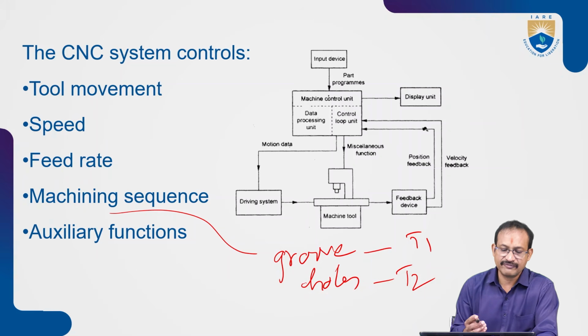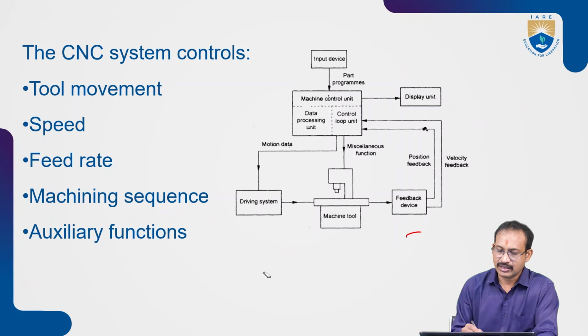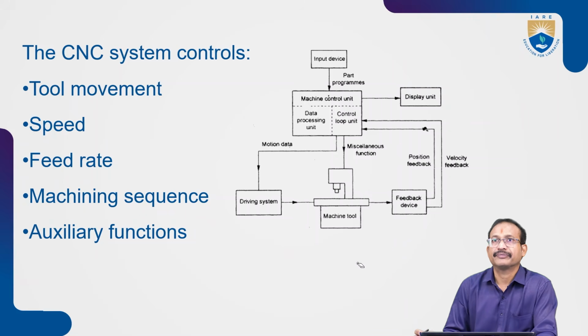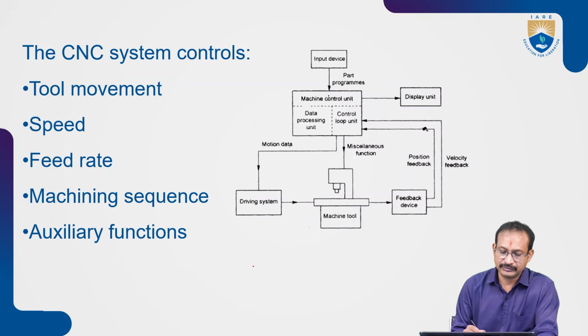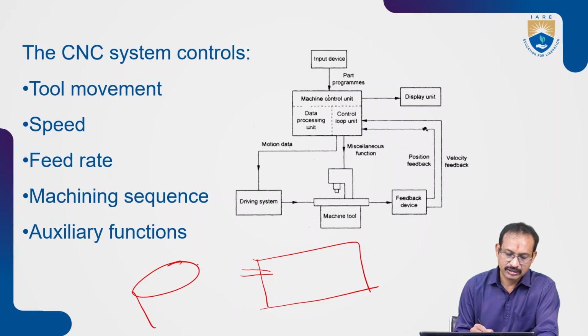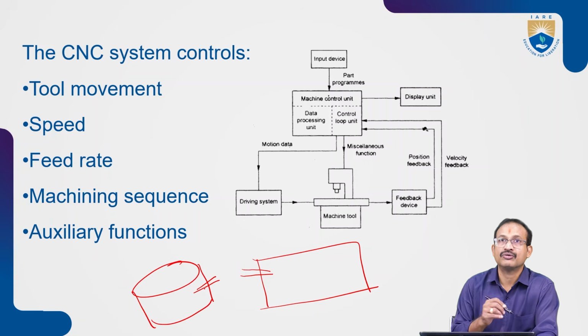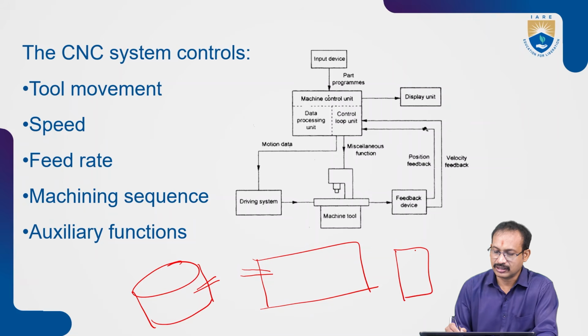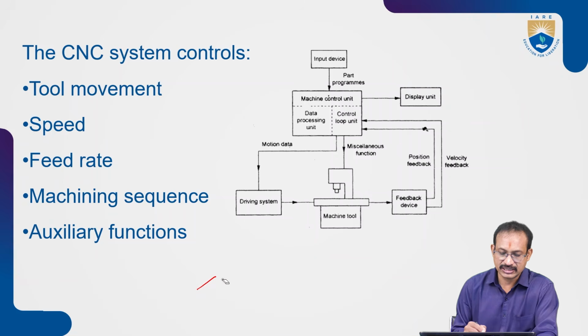Next, auxiliary functions will give auxiliary work. Suppose we have to perform small auxiliary holes. If you take a cylindrical face, making holes over those cylindrical faces is called auxiliary functions. This kind of arrangement is called an auxiliary function, and it should be performed in CNC machines.